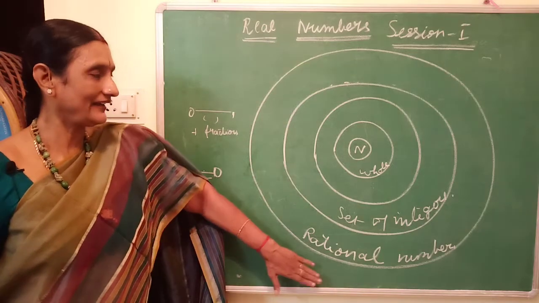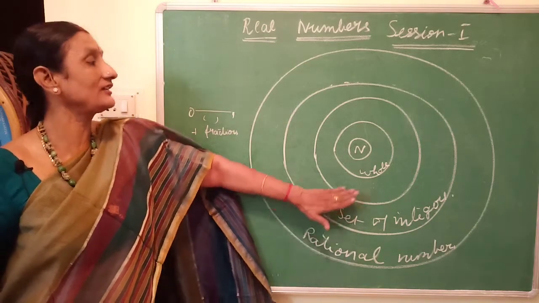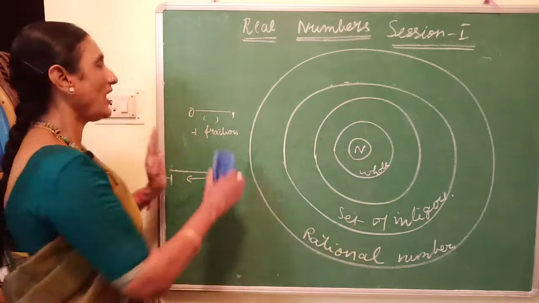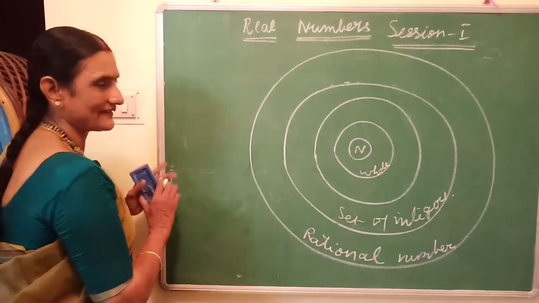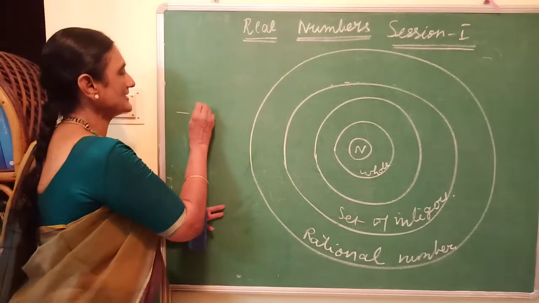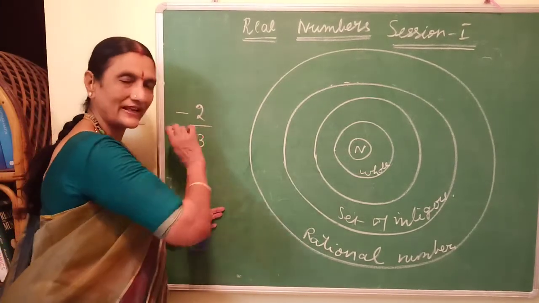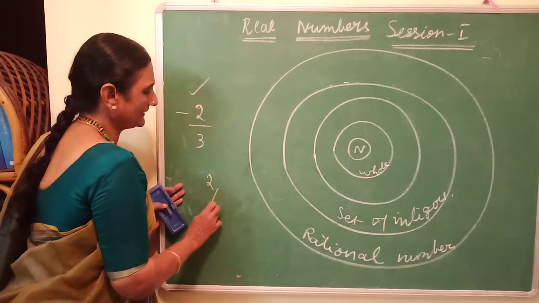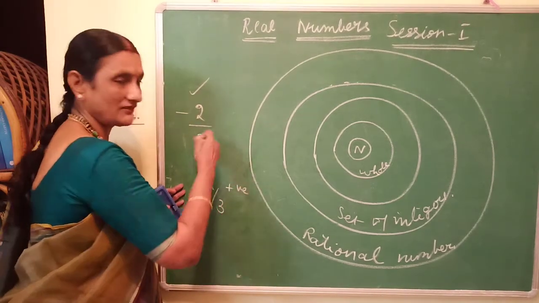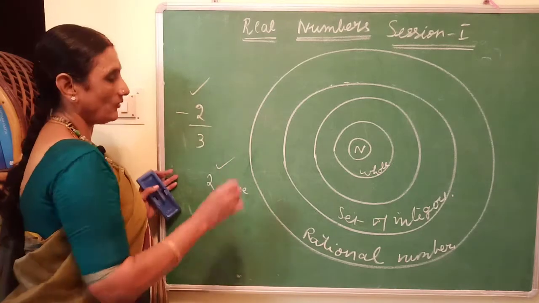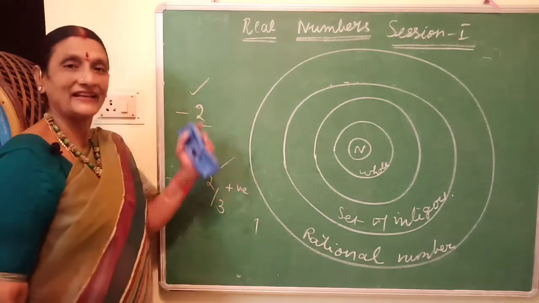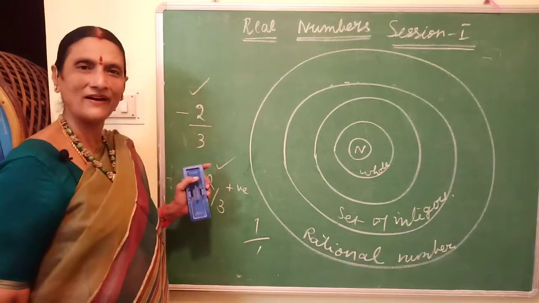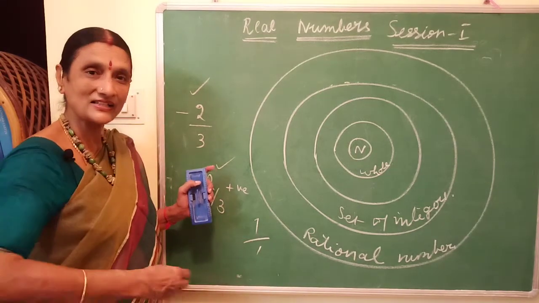What all does it include? It includes the set of integers, the set of whole numbers, and the set of natural numbers too. How? When we say rational numbers, minus 2 by 3 is a negative rational number. Okay, agreed. What about 2 by 3? That is a positive rational number. Agreed. Now what about the number 1? It is still called a rational number. Why? We can always write it as 1 by 1.